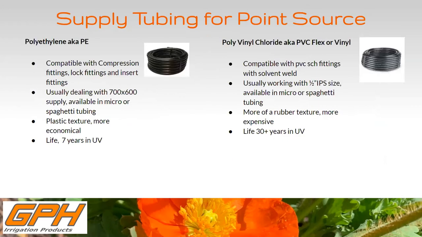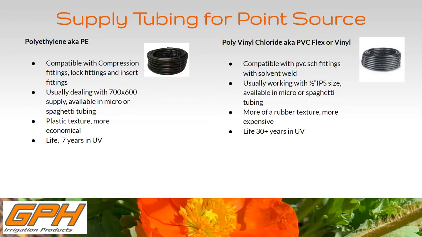Again, with the emitters, you're using the tubing. There are 2 different types of tubing. You have polyethylene, which is more of a plastic type of tubing. Typically 700, 600 is what's considered a 1/2 inch. It's a plastic feel, a thinner wall. You're using push-on fittings. The life of this tubing is about 7 years.